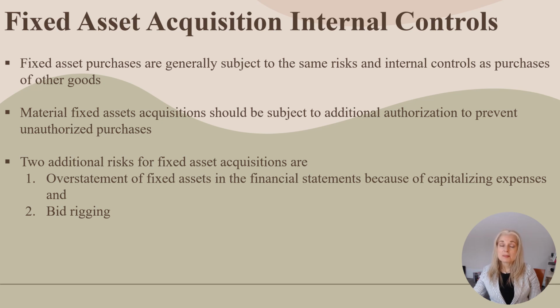The other thing you need to be concerned about is bid rigging, and this is usually done by external vendors. You want to make sure you're getting a competitive price that is accurate and there's no collusion between employees within your firm and that vendor, or the vendors aren't getting together and setting a high price.